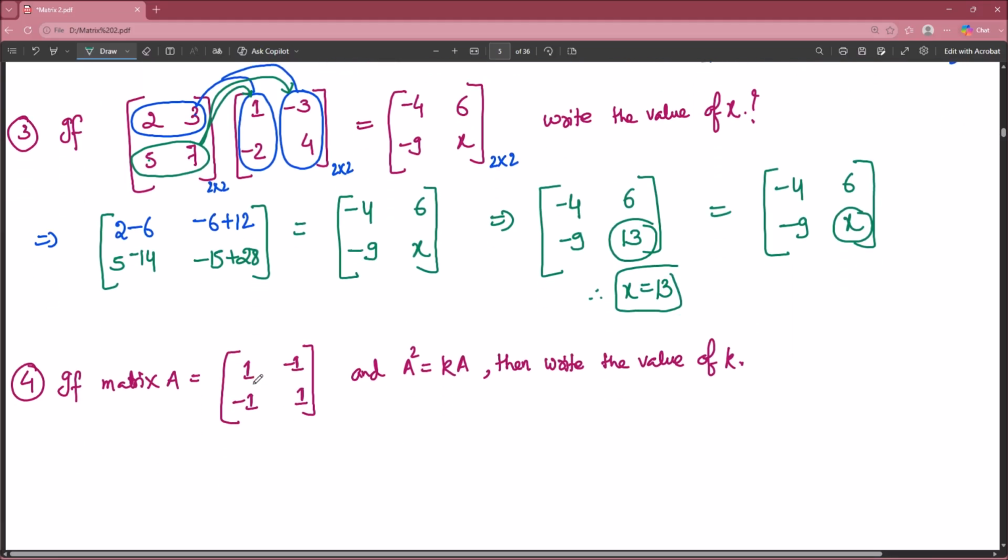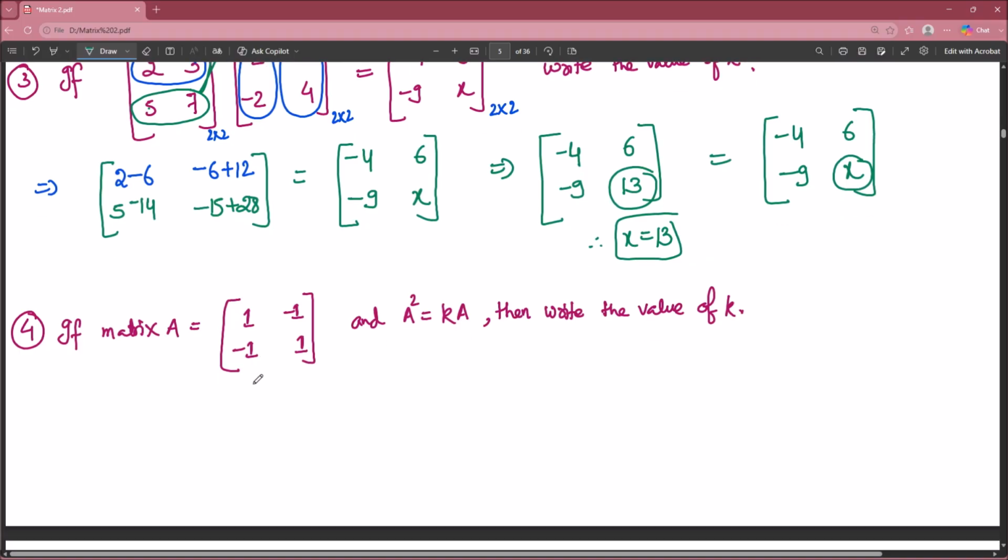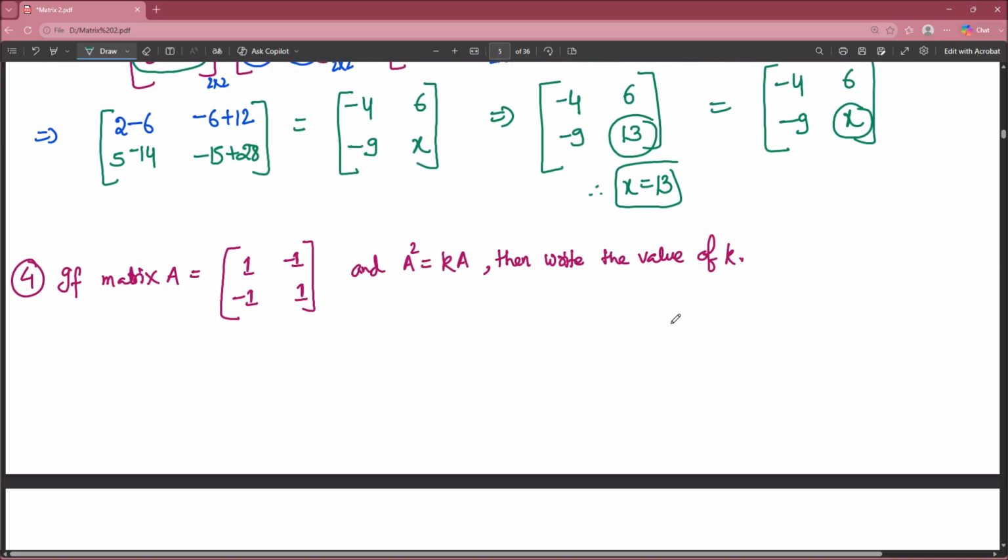Now the next question, number 4: matrix A is equal to [1 -1; -1 1], and A square is equal to k times A. Then we have to find the value of k. We have to find the value of k here. First we have to find A squared.